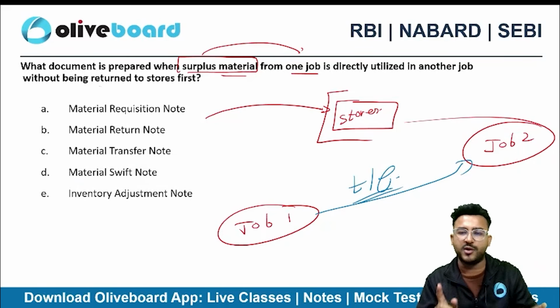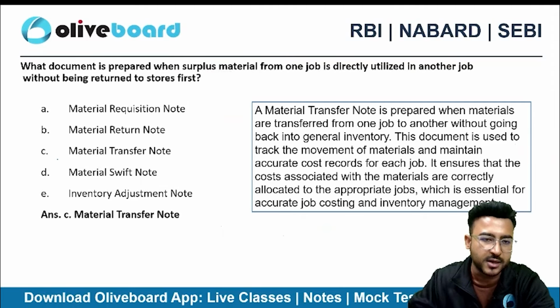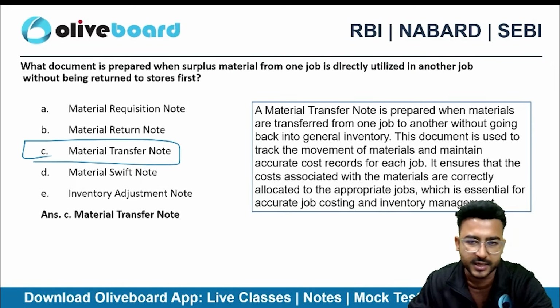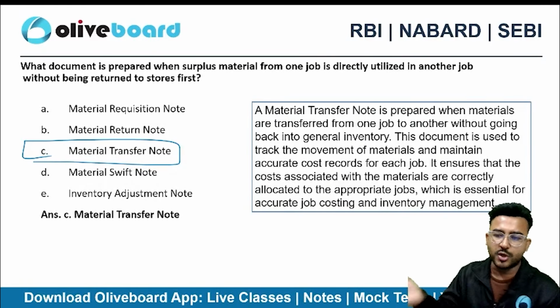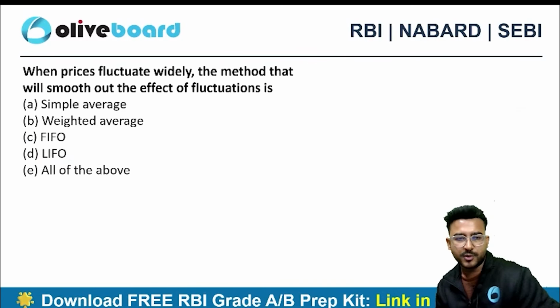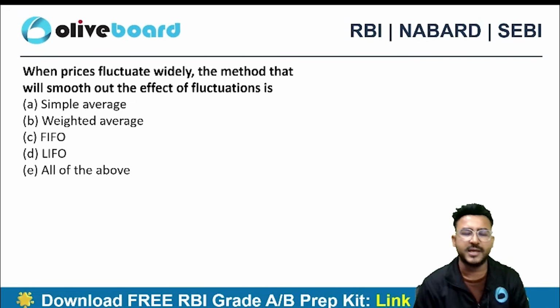Whenever there is a movement of material, there will be some documentation, and here it will be the material transfer note. That's a document we prepare while transferring material from one job to another, right? The material transfer note will be the correct choice. Acha, this is the next question. We'll be discussing this question in a detailed manner.